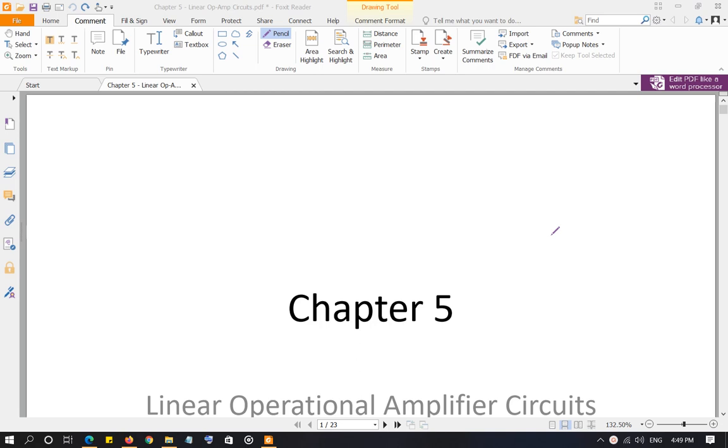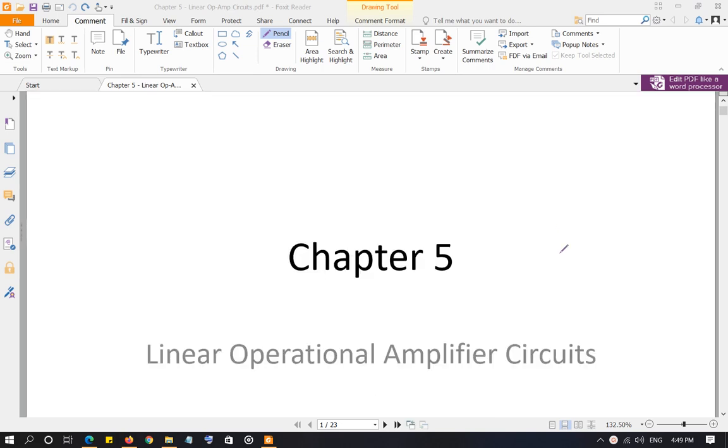In chapter number 5 of linear integrated circuits, we are going to discuss linear operational amplifier circuits. In particular, we will discuss three different types of circuits. We will discuss integrator circuits, where the output will be proportional to the integration of the input, or the area under the curve of the input signal.